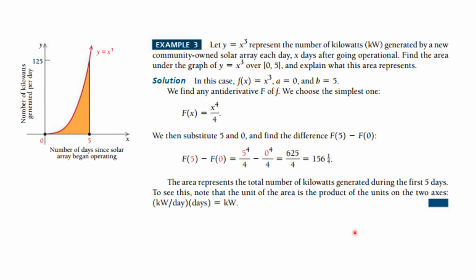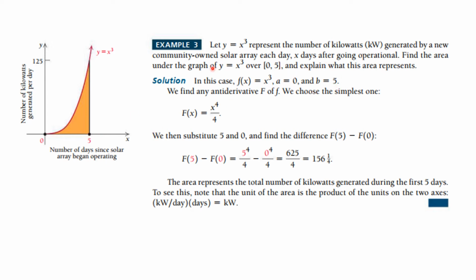Let's do another example. Let's look at y equals x cubed. Here's a graph of y equals x cubed. And we're actually making this into a word problem. So this represents the number of kilowatts generated by a new solar array each day, x days after it's going operational. So you see it starts doing more and more and more because it's collecting more and more solar energy, I guess. Find the area under the graph from 0 to 5 and explain what this area represents.